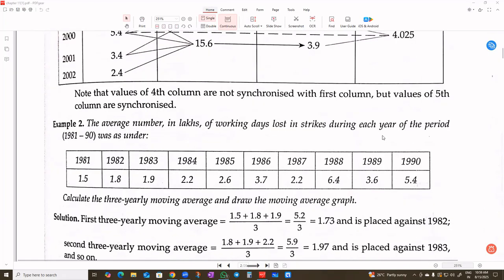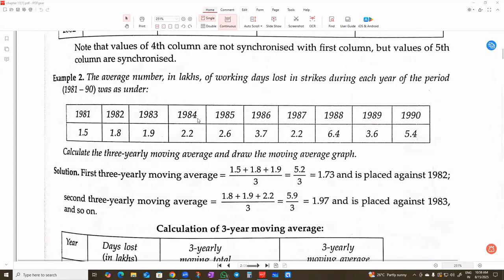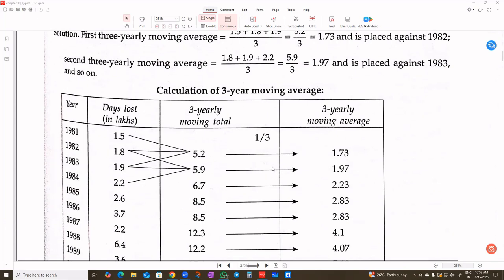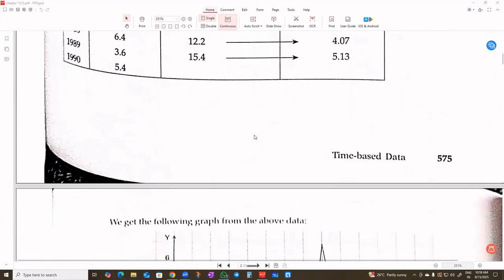Okay. So note that the values of the fourth column are not synchronized with the first column. But the values of the fifth column are synchronized. That means odd numbers will be synchronized, but even numbers cannot be. So that's why we are creating one more column. Okay. So in the same way, all the remaining problems will be solved. 3 years moving average, you know how to do that. Take the table and try yourself.